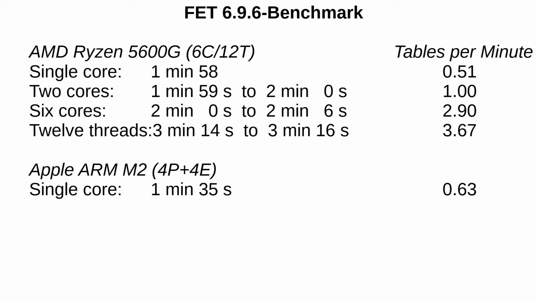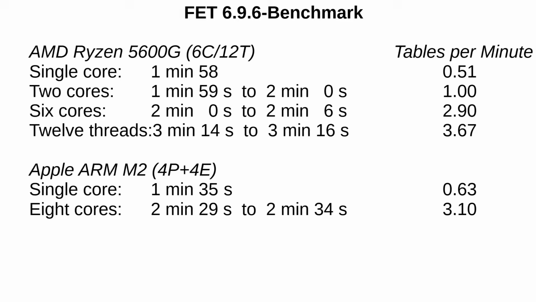The Apple ARM M2 chip has 4 P and 4 E cores. The single core benchmark is faster than the Ryzen benchmark. What do you think, who will be faster if all cores are running? Don't forget, the ARM CPU has only 8 cores, while the Ryzen has more threads. Sadly, the ARM CPU lost.